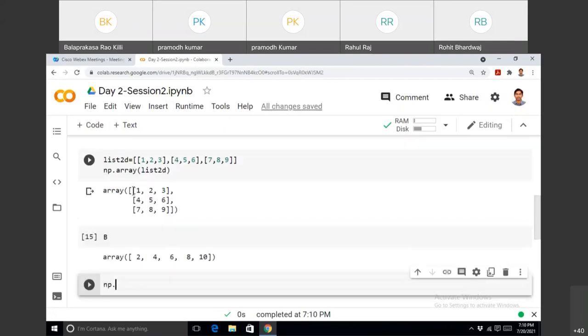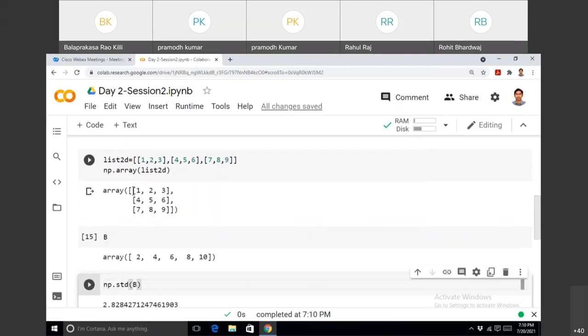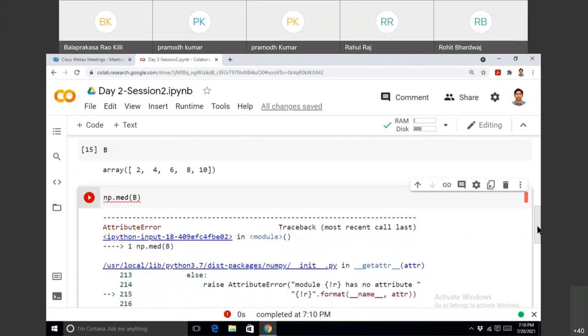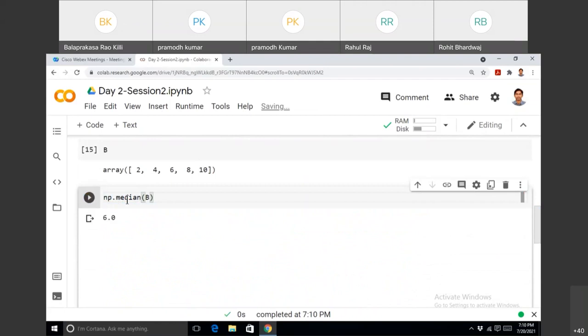It supports np.min. If you give this array as input, it will calculate min, it will calculate median, and it will calculate standard deviation also. If you want to calculate standard deviation, simply call std. Median also it supports. Median can be calculated. Yeah, right. See, you can calculate all these statistical parameters that are required from an array or from a matrix. You can call this function and then it will calculate all these things.